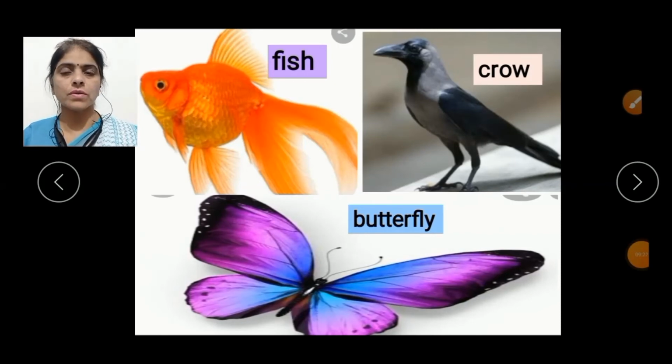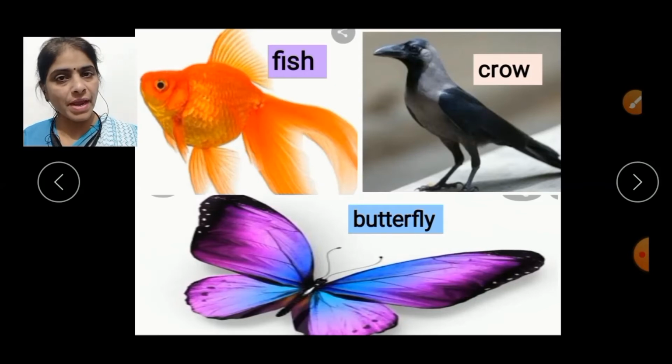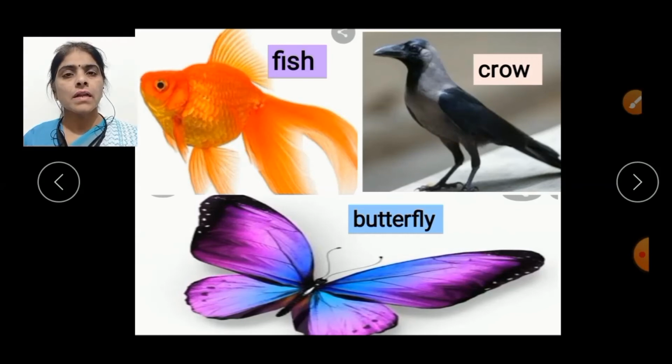Like human beings, we can also have some common gender in animals. In animals also there are some common names or nouns which are used for males as well as females. Here we have some examples like fish. Fish is used for both male fish or female fish. Similarly, crow. Crow is a common name which is used for male as well as female crow. Like fish and crow, butterfly is also a common name which is used for male butterfly and female butterfly. So for these animals, common gender is used to denote males and females.